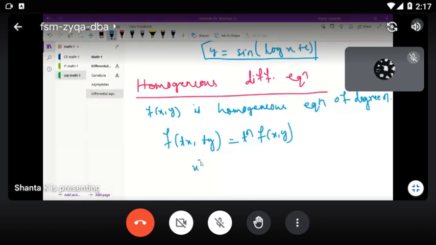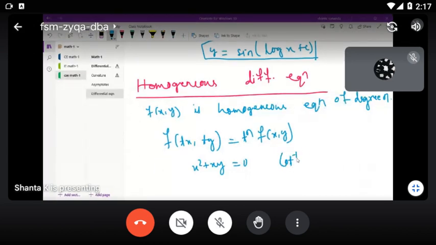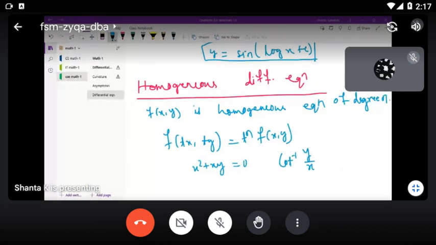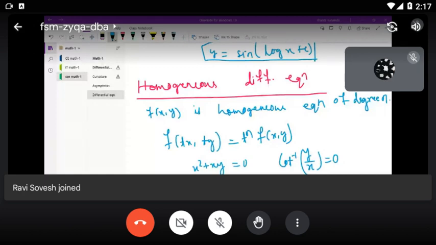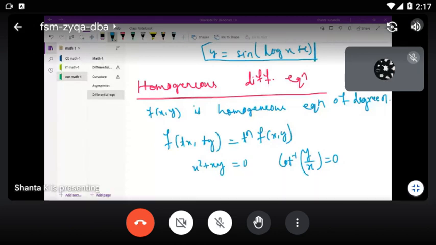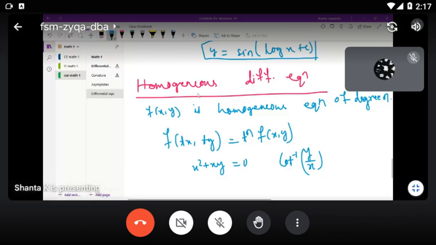So here, examples: you can say x square plus xy equals to 0, right? Then cot inverse y by x. This is also homogeneous. So here, if I write the degree, I didn't write here 0, it can be anything. So what will be the degree here of this equation? What is the degree here? 2. So this homogeneous equation is of degree 2.